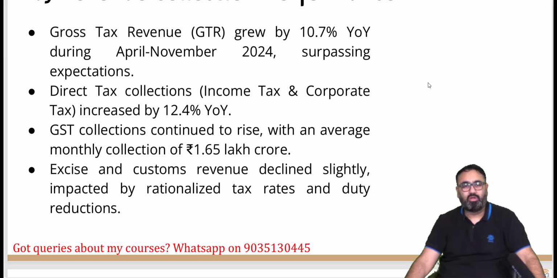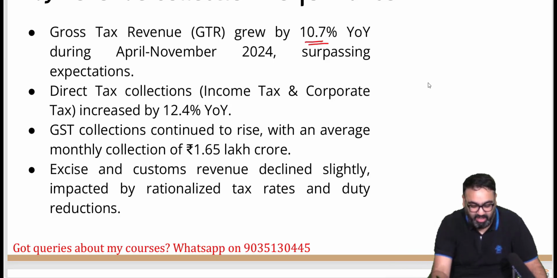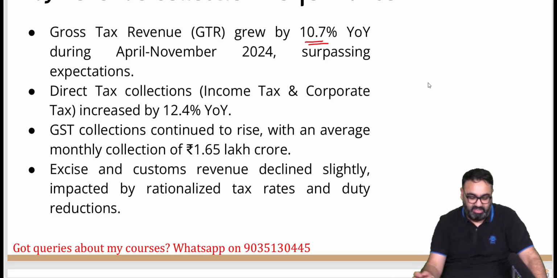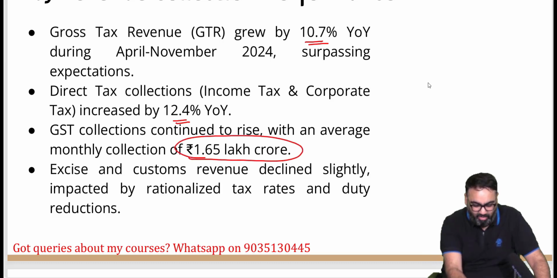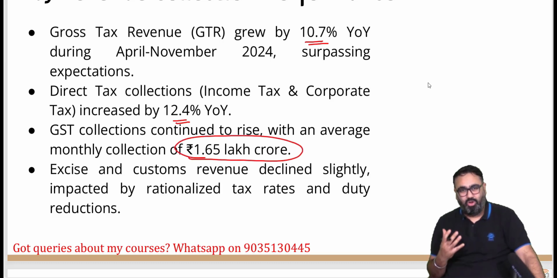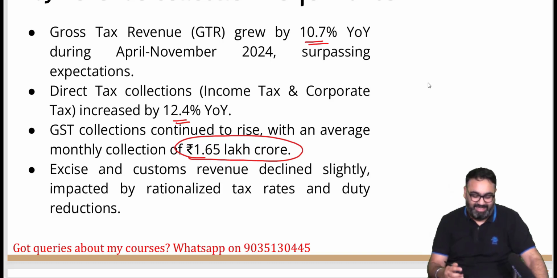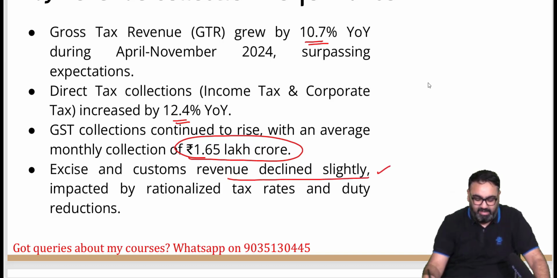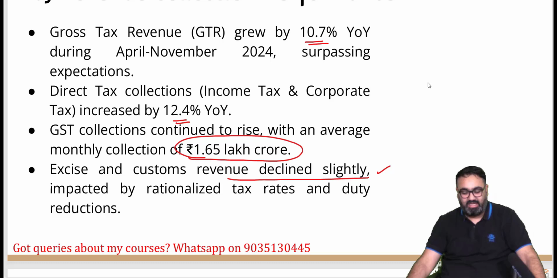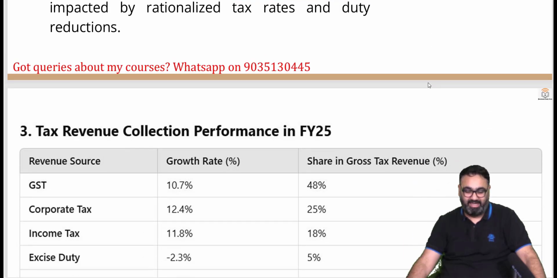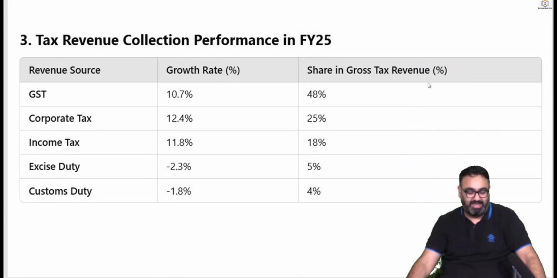Gross tax revenue grew by 10.7% year on year, and direct tax collections grew by 12.4% year on year. The highest tax that is collected is in the form of the GST. GST collections also increased. The average monthly collection this financial year was 1.65 lakh crore. Now, out of all of that, the one area where we saw a decline in tax collection was excise and customs duty. It declined slightly, but not a very sudden surge. It's just a very small gradual decline, but we made up for it in the other taxing forms. This is how the tax revenue has come in.